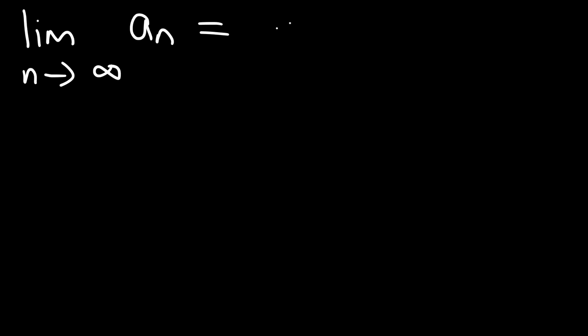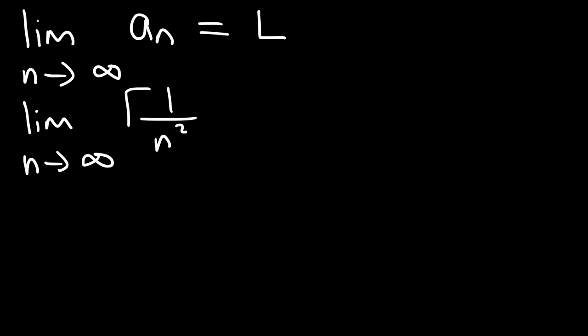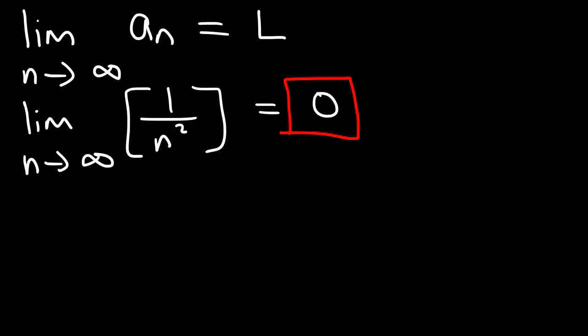Now, another way in which we could establish convergence is to determine the limit as n approaches infinity for the sequence a sub n. If it equals some value L, some constant, then we know the sequence converges. If it doesn't exist, or if it goes to positive or negative infinity, then the sequence diverges. So what is the limit as n approaches infinity for the sequence 1 over n squared? 1 divided by a very large number is going to be approximately 0. So we could say that the limit is equal to 0. Because it's equal to a constant, the sequence converges.